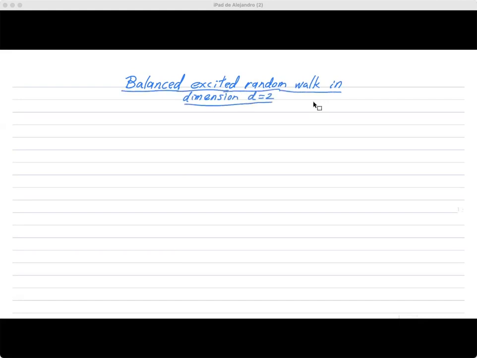Yes, I'm going to talk about balanced excited random walk, actually mainly in dimension 2. And this is a joint work with Omer Angel and Mark Holmes.